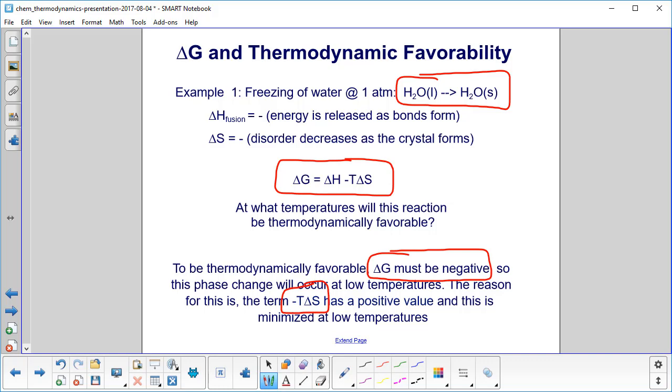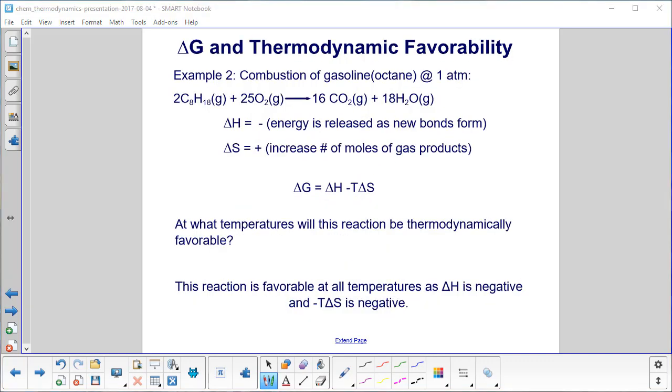Let's look at the combustion of gasoline, which is C8H18, or another name for that is octane, and it's combustion because you're burning it with oxygen, at 1 atmosphere. Delta H is negative because energy is released as new bonds are formed, and delta S, the change in entropy, will be positive because you've increased the number of moles of gas products. That doesn't always work, but in this case it does.